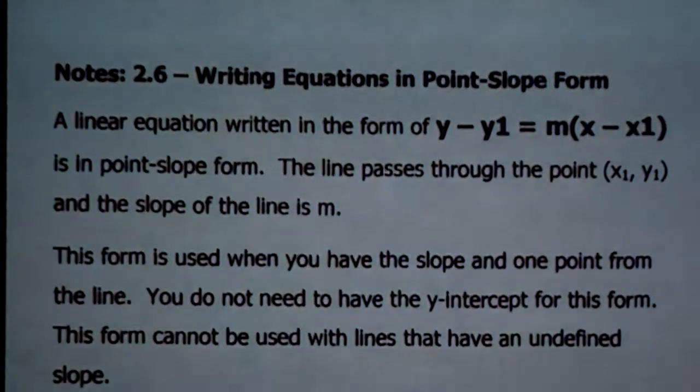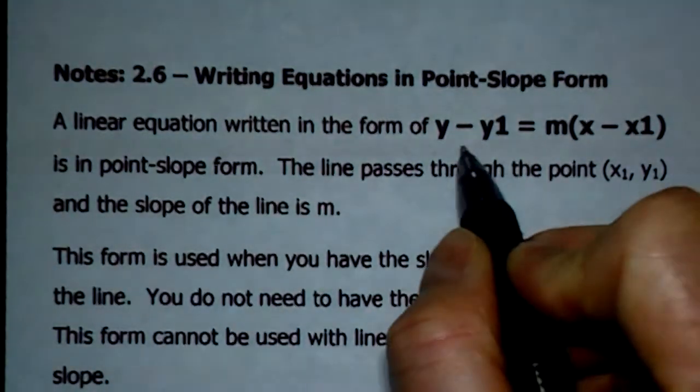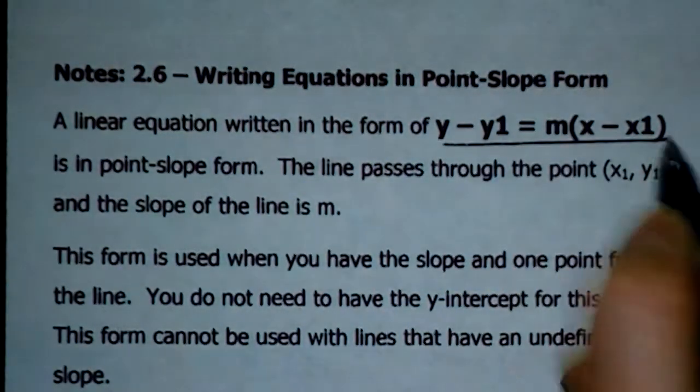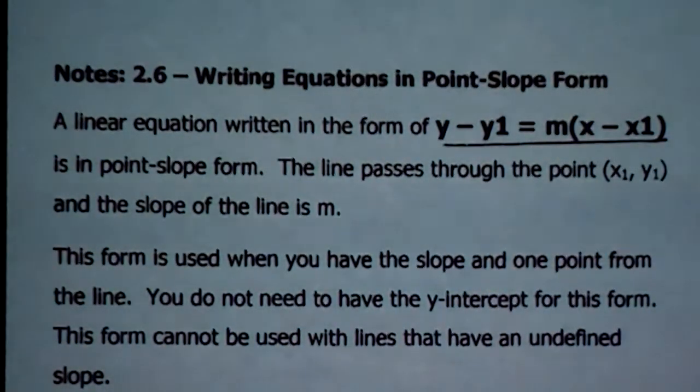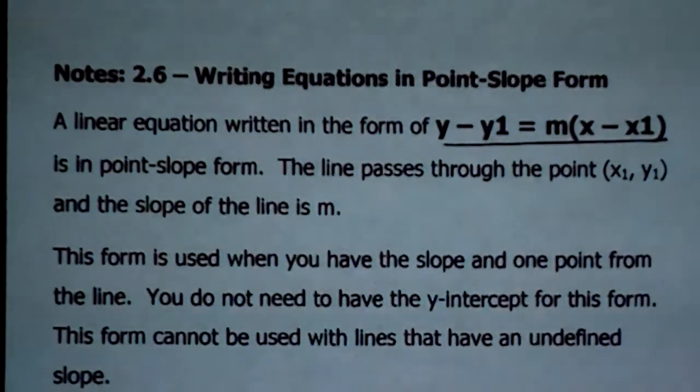It is time for a new form of linear equations, our third and final form. We're on lesson 2.6, writing equations in point-slope form. A linear equation written in the form y minus y1 equals m times the quantity of x minus x1 is in point-slope form. The line passes through the point (x1, y1), and the slope of the line is m.